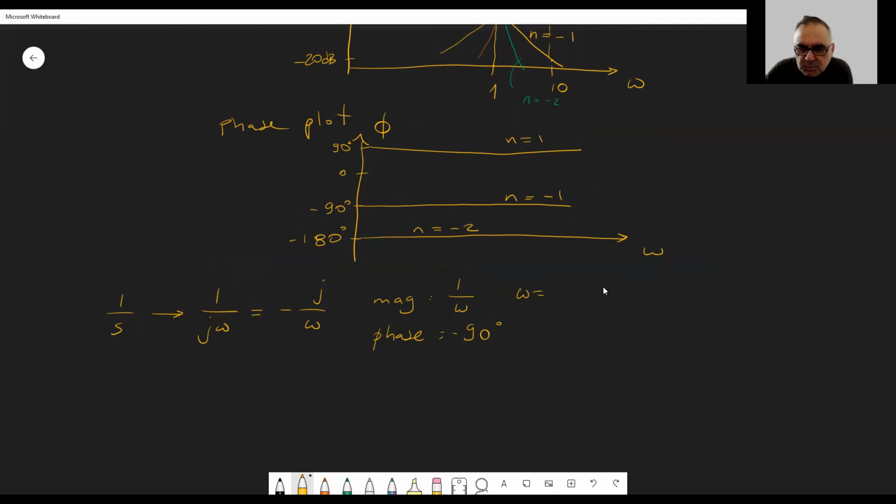When omega is 1, magnitude is 1, as you see. And its logarithm, or the dB magnitude, will be 20 times log of 1, which will be 0 dBs. Okay.